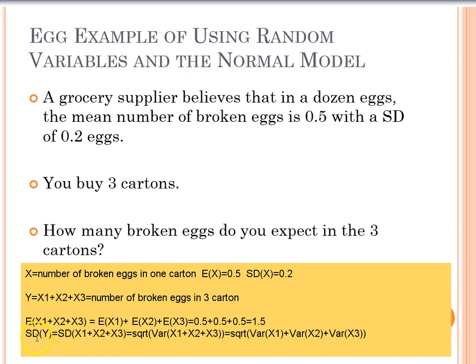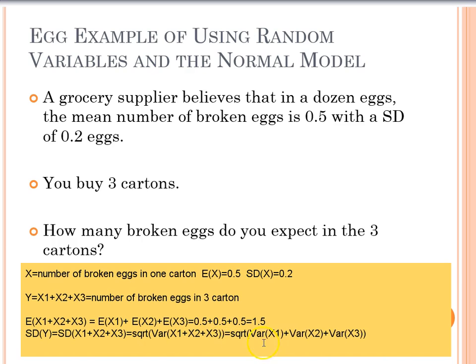The next thing we want to do is find the standard deviation for the number of broken eggs in 3 cartons. And so that was just going to be the sum of the 3 individual cartons and trying to find that standard deviation. Again, we have to go through the variance operator to separate these out. We can't just plug in 0.2 and add that up. We have to go through the variance operator because that's where our rules apply. And so remember that the definition of the standard deviation is the square root of the variance. So that's all I've done here is use that definition.